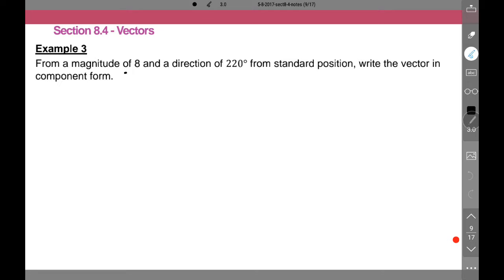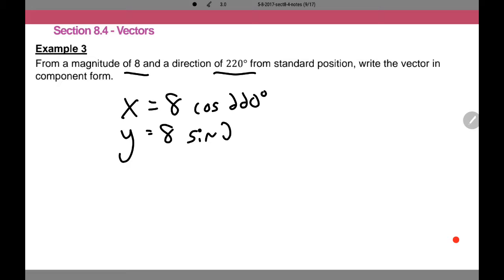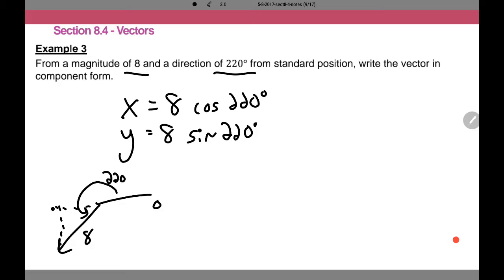So here, we got a magnitude of 8 and a direction of 220 degrees. It's going to be a lot easier to just figure out the x component by doing the magnitude times the cosine of 220 and the magnitude times the sine of 220 than it would be to try to draw this picture out. So if you were trying to draw this picture and use a right triangle, this is where 0 is. This would be 220 degrees. And then you've got to figure out your right triangle based off of that. So it's just a little easier to just go ahead and type this in.